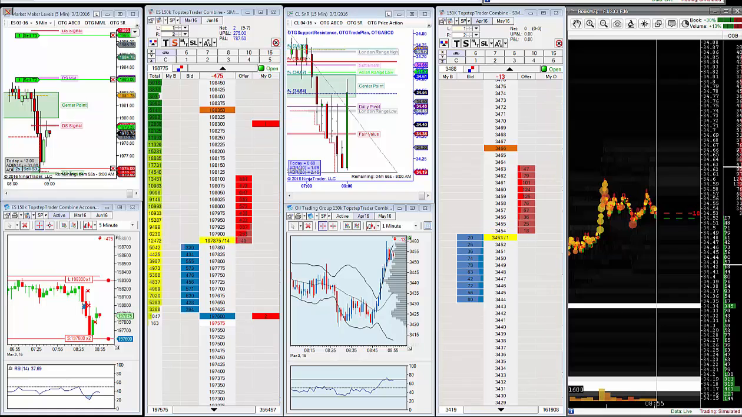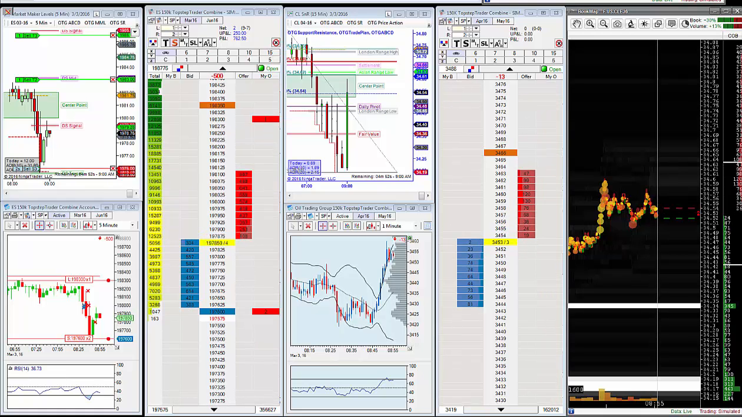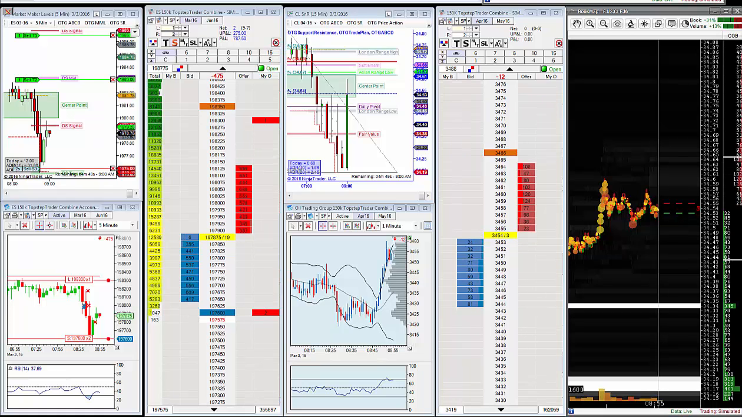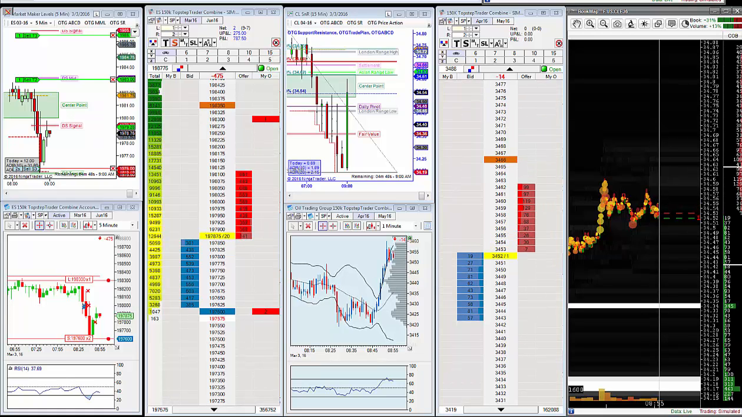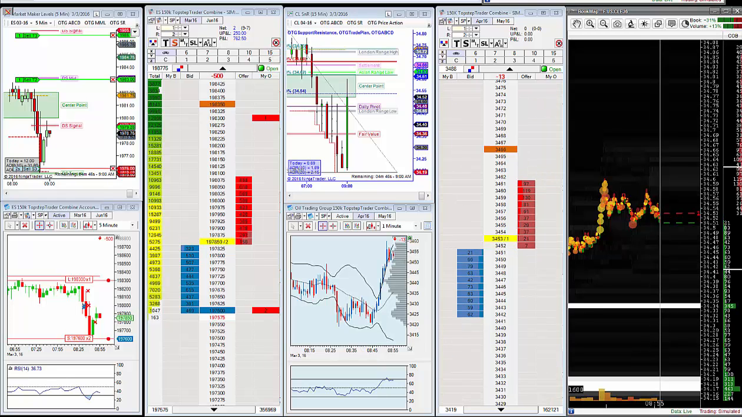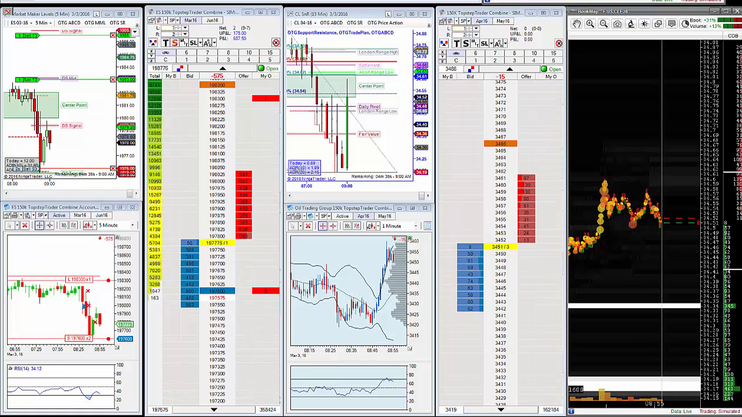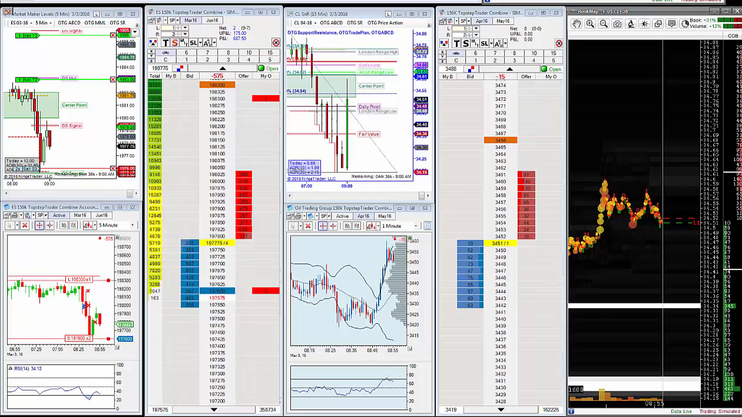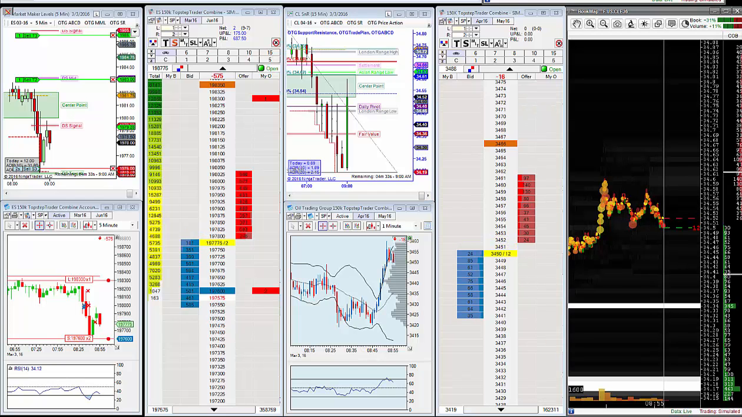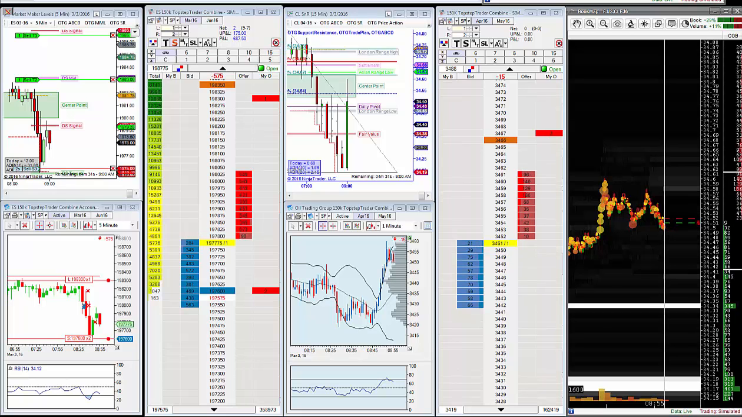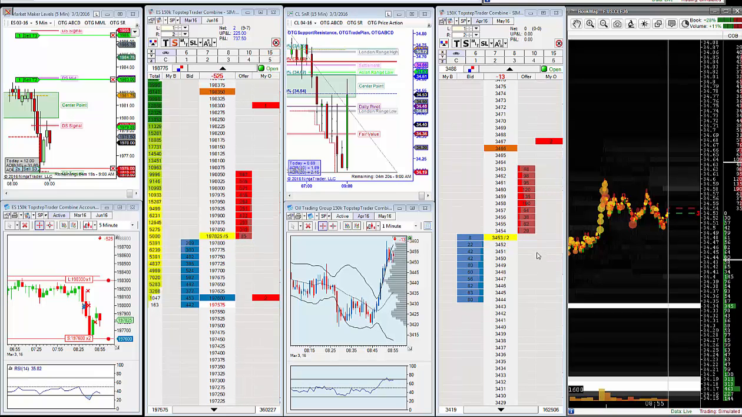All right, so again, like I said, the CL may rally up into 68, where settlement is, just ahead of settlement. All right, I'm going to look to get short at 67 on the CL. Short 67 on the CL.